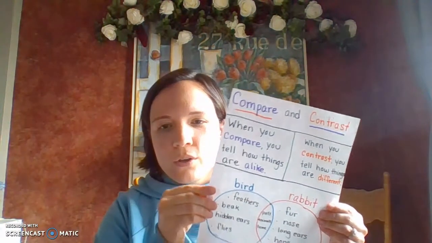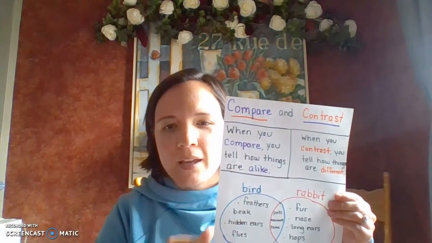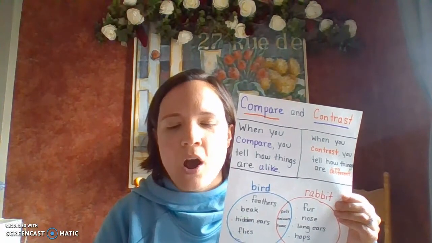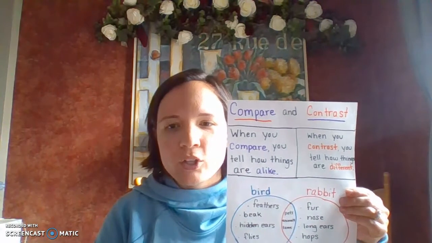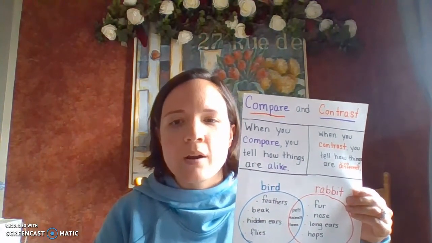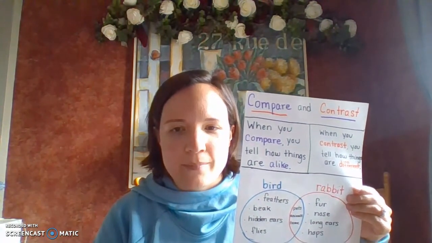Dietzman. Today I'm going to be talking about comparing and contrasting using a Venn diagram. But before I begin, I'm going to show you an anchor chart on how to compare and contrast. Okay, so when you're comparing, you're telling how things are alike or how things are the same. When you are contrasting, you are telling how things are different.